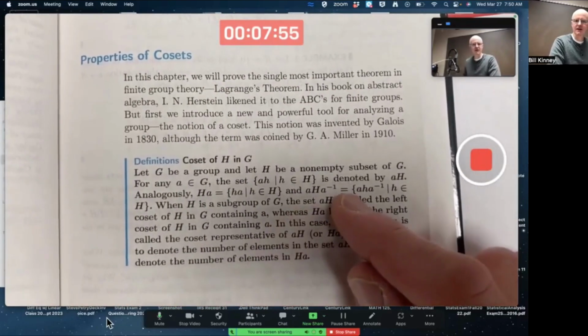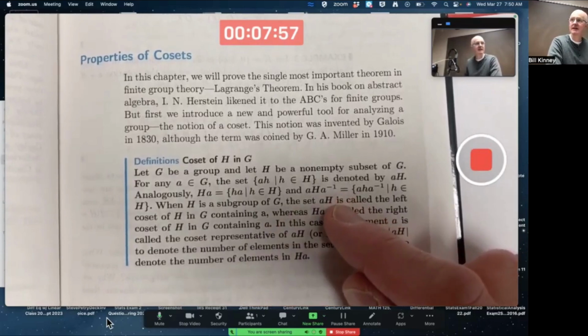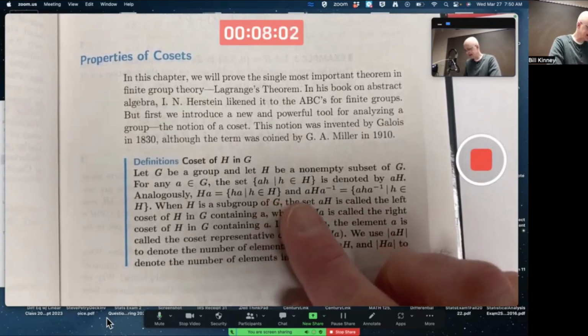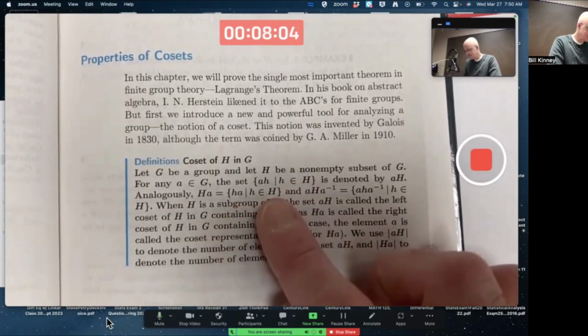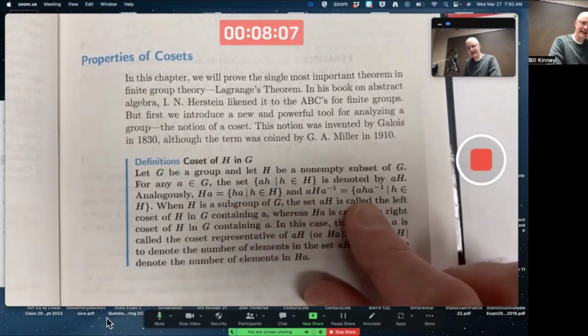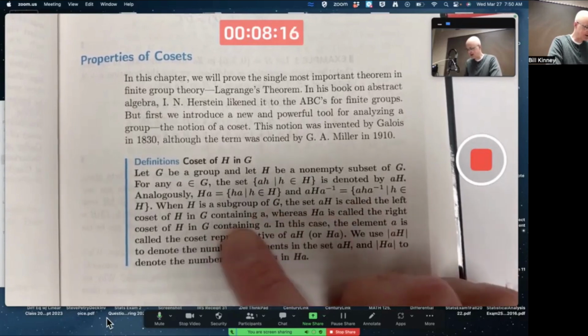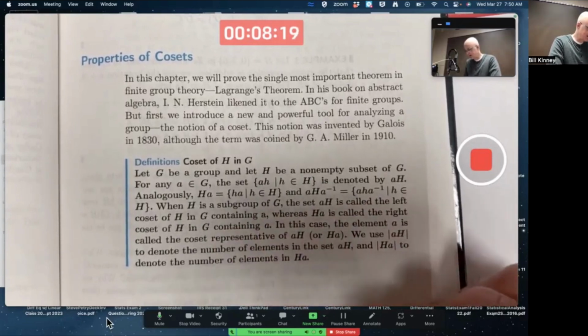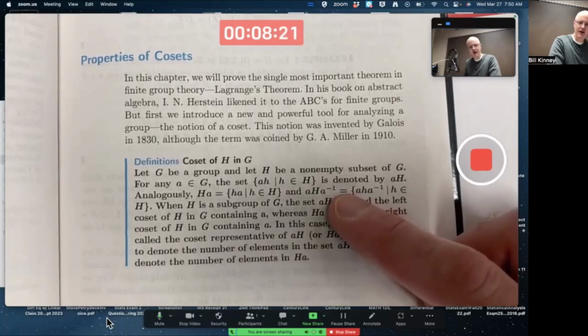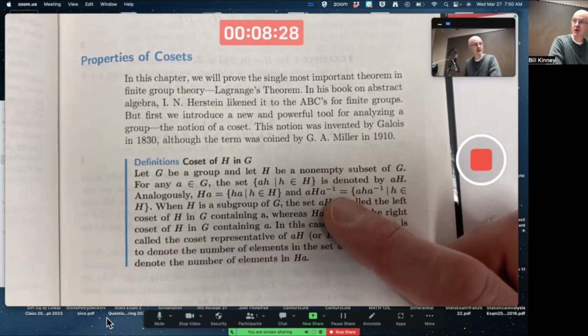Actually, in this definition, H doesn't have to be a subgroup of G. You can still create these sets aH and Ha and aHa. However, almost never do people do that. Almost always H is a subgroup, and then you call it a left coset and a right coset. They don't give a name to this thing, but it's typically called the conjugate of H by a. And this is related to normal subgroups.